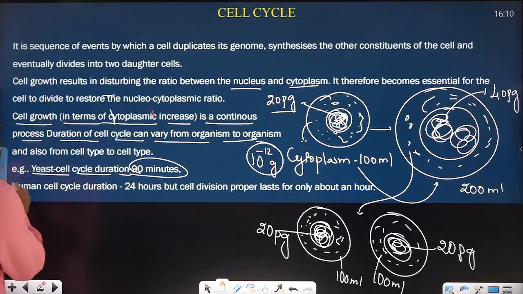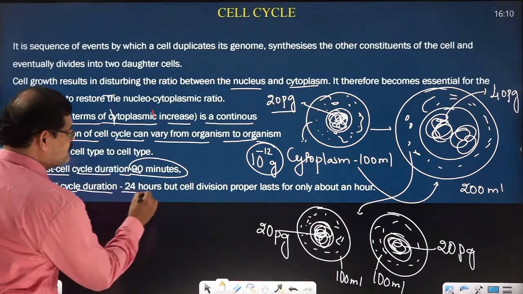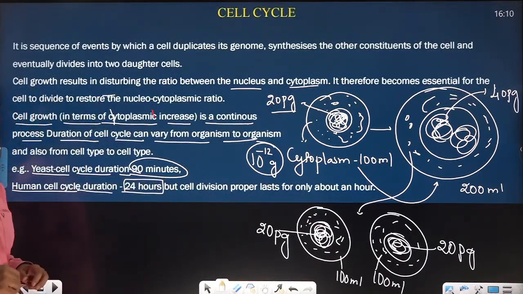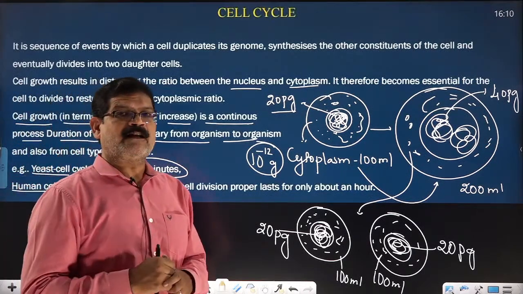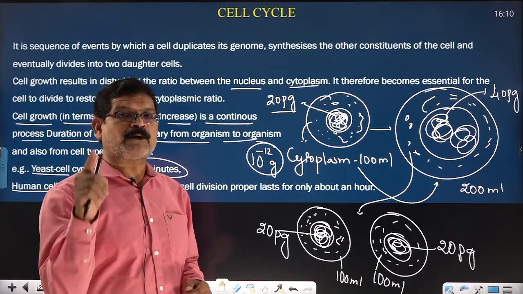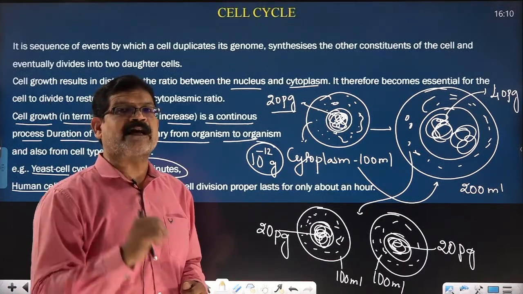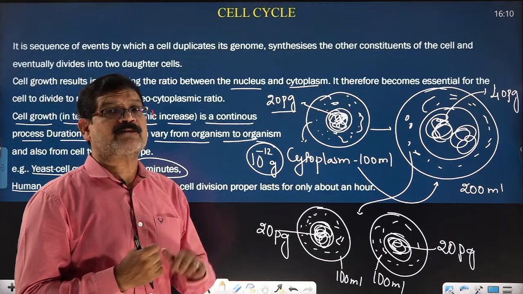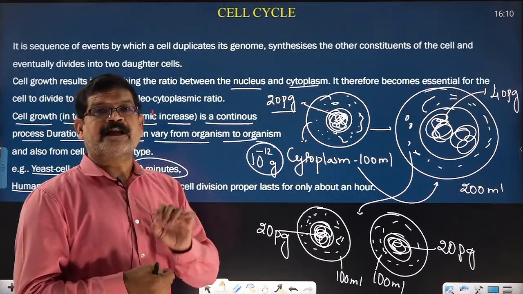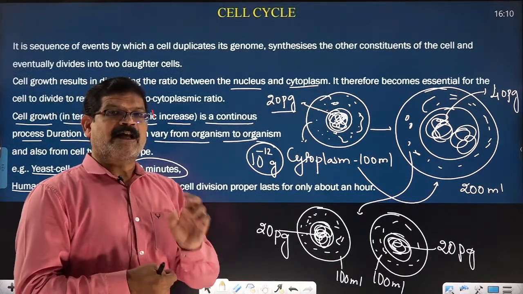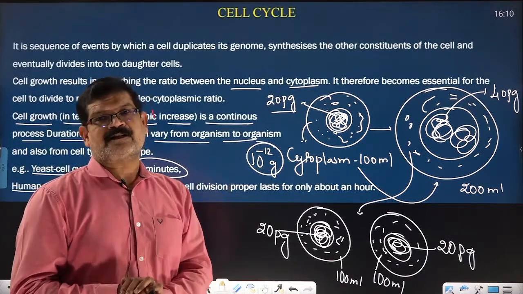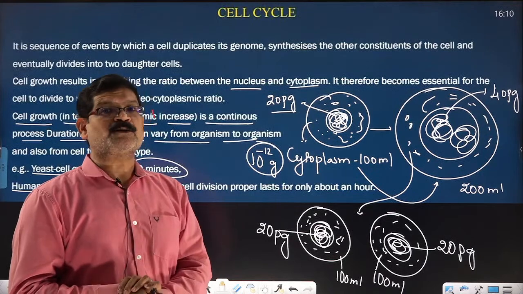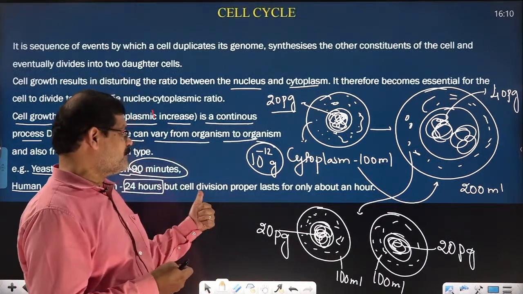And the next one, the human cell cycle duration, is how many hours? 24 hours. In us, for the dividing of a cell, one cell will divide and produce 2 daughter cells, and the time taken for this will be 24 hours. Out of this 24 hours, 23 hours is used by the interphase. The remaining 1 hour is used for the division purpose.